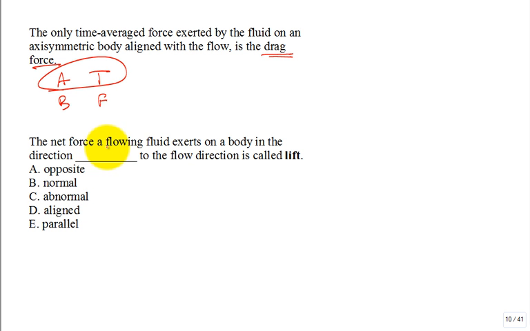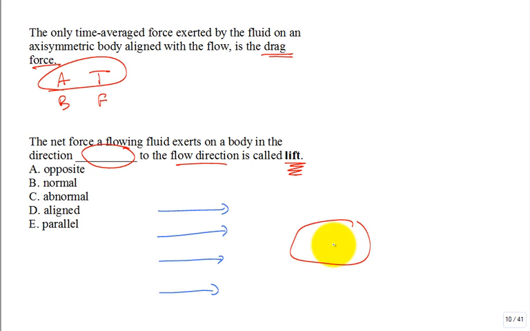The net force a flowing fluid exerts on a body in the direction blank to the flow direction is called lift. Here's the flow direction right here. I put some body in there, right? And then we've been talking about the force that's aligned with the flow direction, the drag force. Now all of a sudden you change this four-letter word from D-R-A-G to L-I-F-T, lift. Well, you threw us a curveball. I didn't look at the book before I came to class, but I'm just going to guess that the lift is going to be 90 degrees related to the drag. So if that's true, then the lift force is opposite the flow direction? Like the lift is going that way?